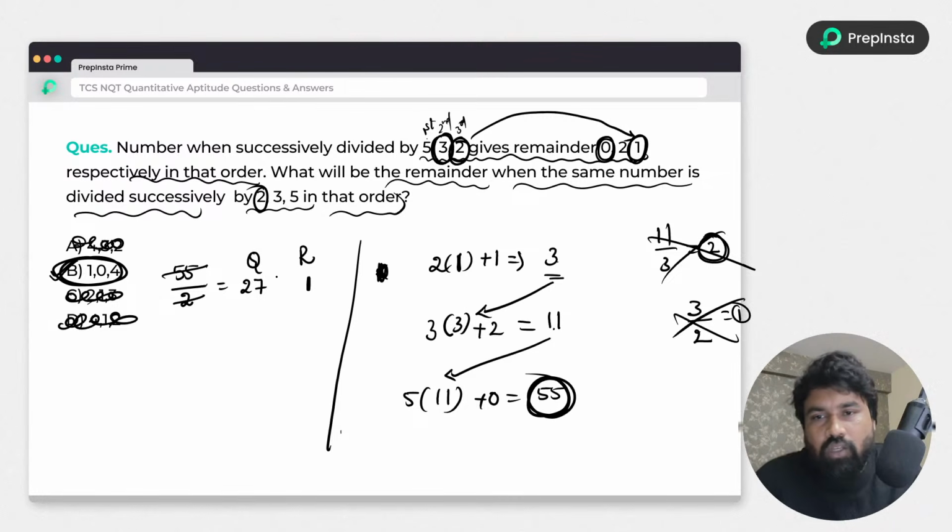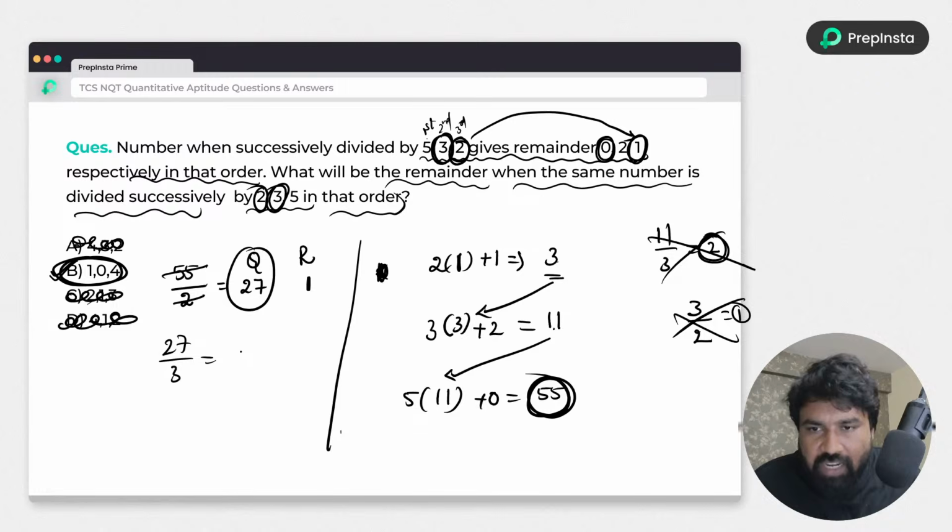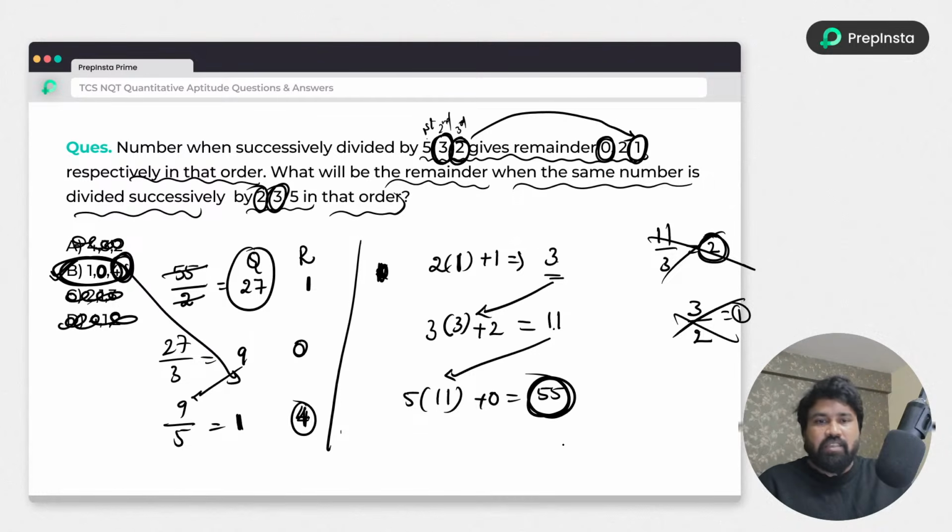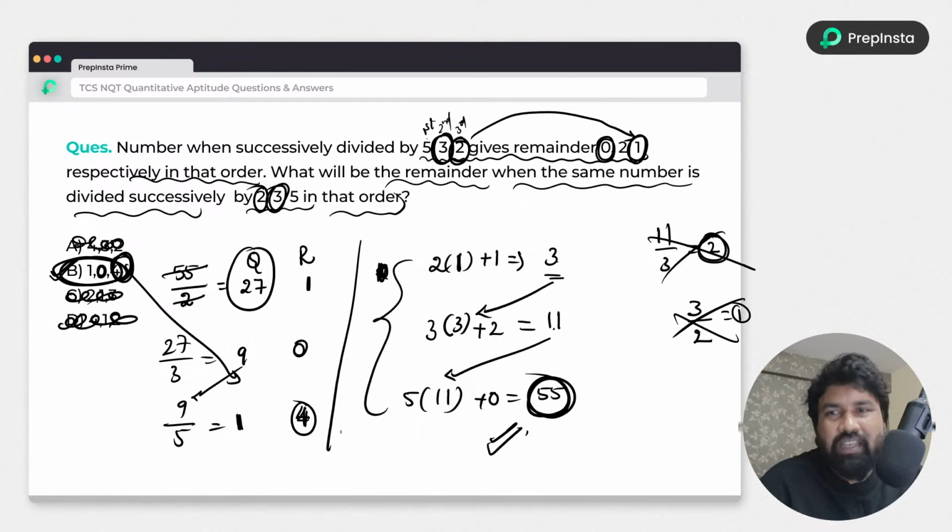Okay. So again, 27 divided by 3. Coefficient is 9, remainder is 0. See, remainder is 0. Again 9 is divisible by 5. One time it will cancel, remainder is 4. So remainder is 4. See, exactly matches our answer, right? So this is the best approach, guys, you need to follow. I will never follow any shortcuts or any blind equation-oriented methods, guys. This is how I can easily do the problems.